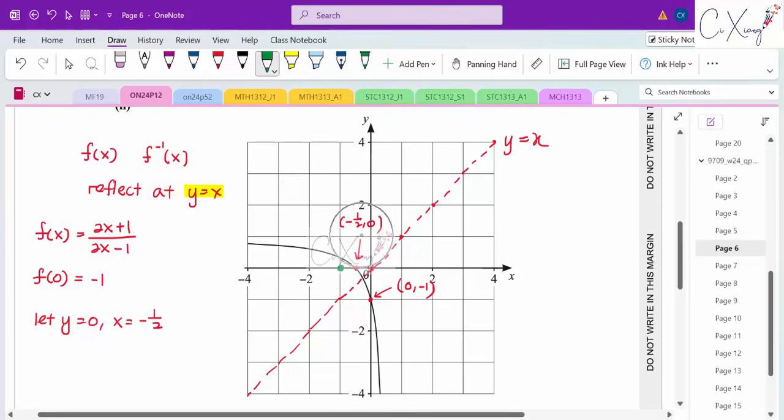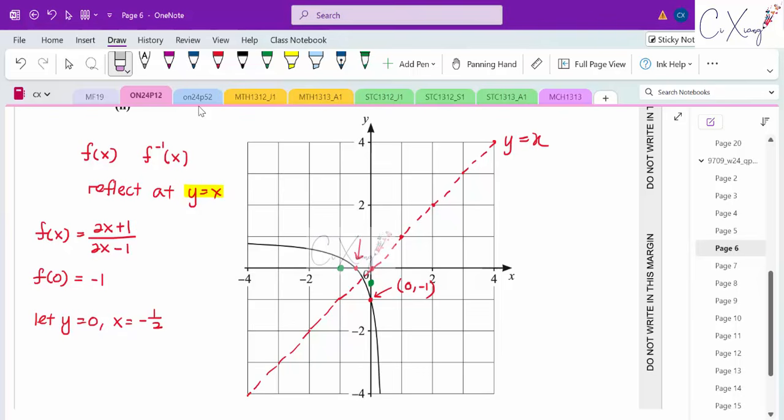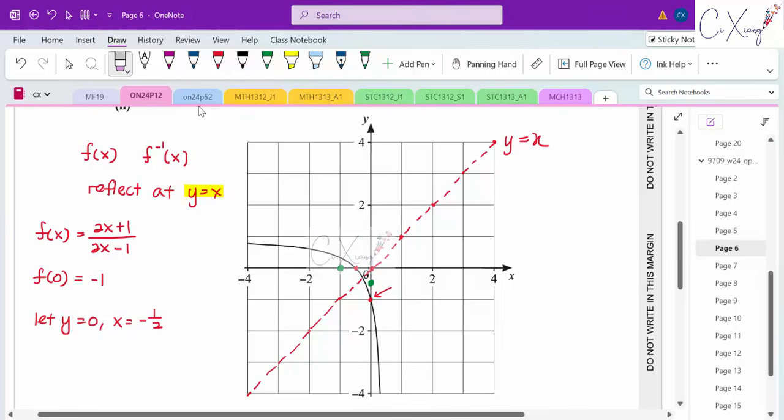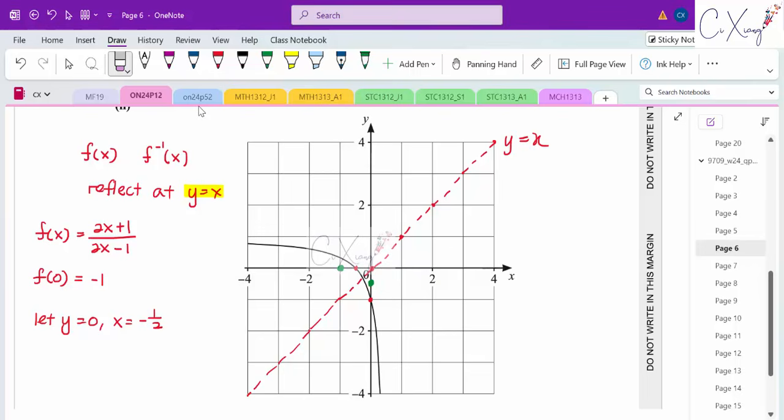Okay, then the same thing happens for this one, (negative half, 0). When I swap the coordinates x to y and y to x, it will become (0, negative half). So where is (0, negative half)? It should be somewhere here. I plot it using green color as well. Okay, so this is (negative 1, 0). This is (0, negative half). Then after that, you need to connect these 2 points together to complete the f inverse.